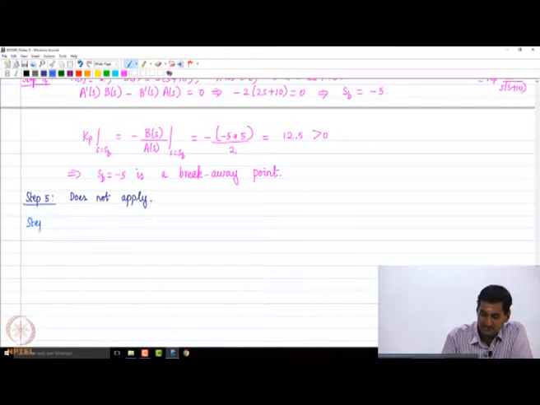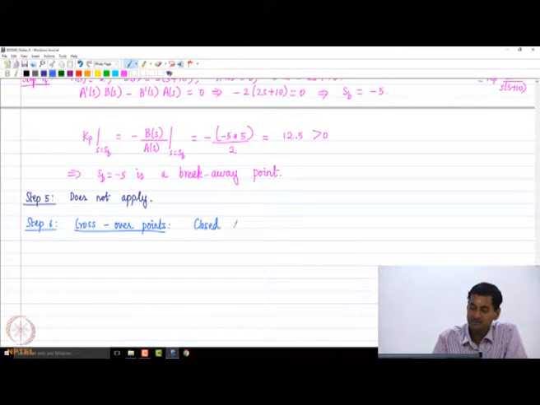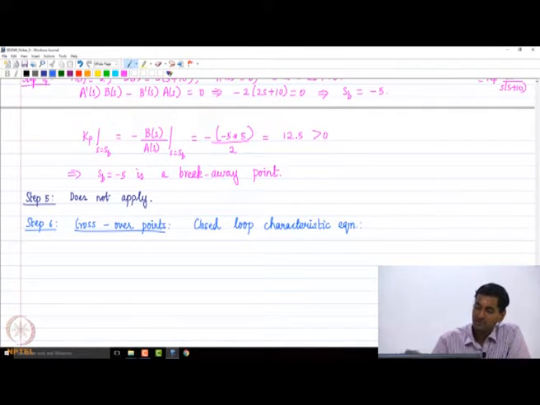So let's look at step 6. Step 6 is about getting the crossover points. For the determination of the crossover points, please note that you need to look at the closed loop characteristic equation, right? So what is the closed loop characteristic equation? It's going to be 1 plus G(s)H(s) equals 0, right? So that's what we need to look at.